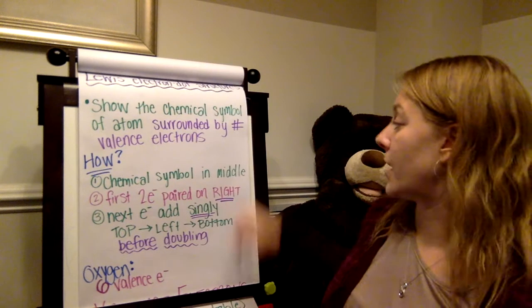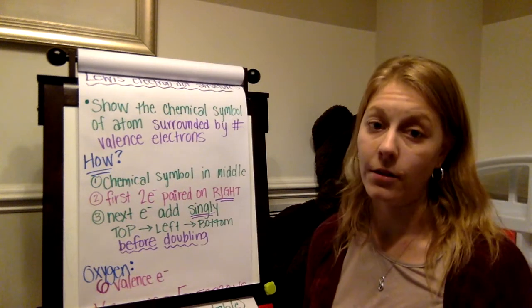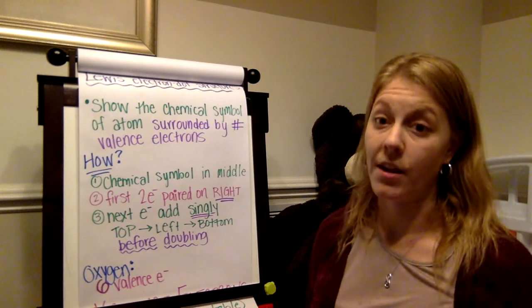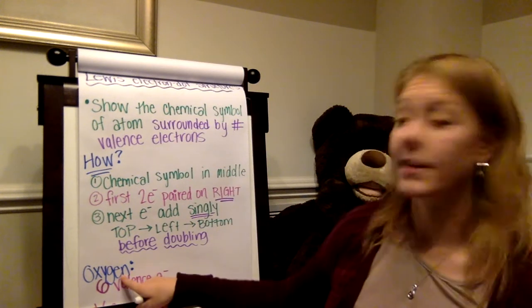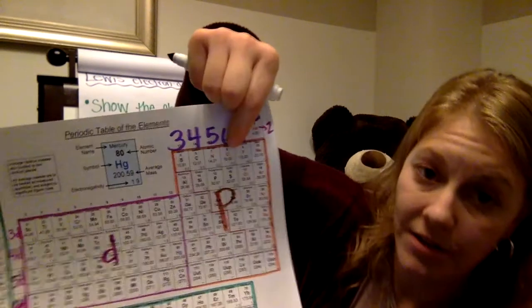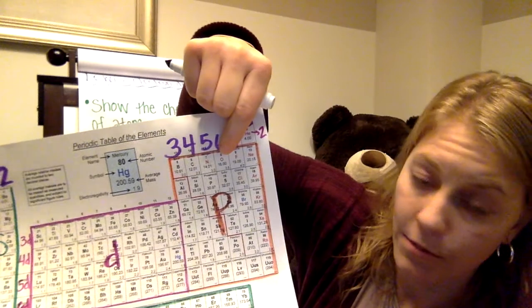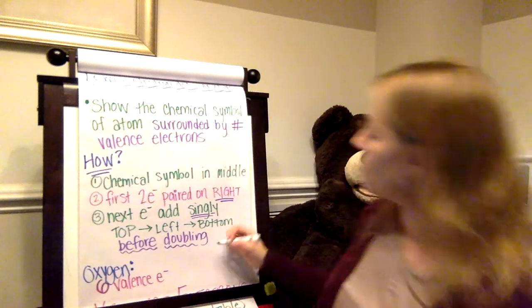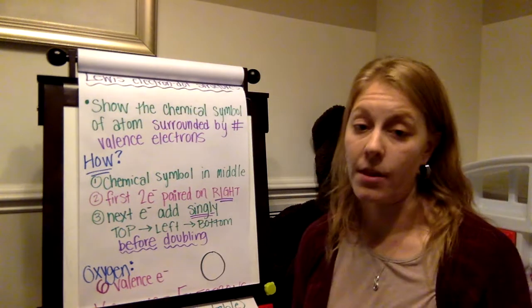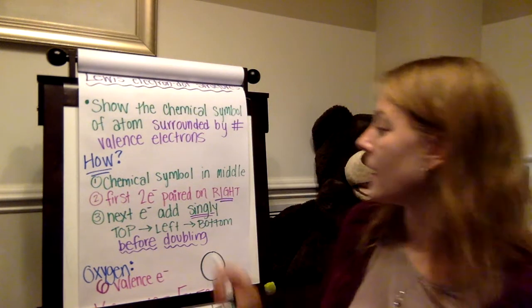is we're going to put the chemical symbol in the middle, right? So this is a chemical symbol surrounded by the valence electrons. We need to put the chemical symbol in the middle. Down here for oxygen, right? We can find oxygen here. The chemical symbol, you should all know anyway, is O. So I'm going to put O in the middle here, okay?